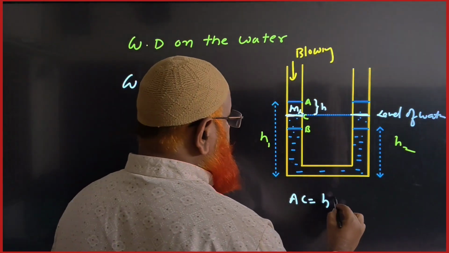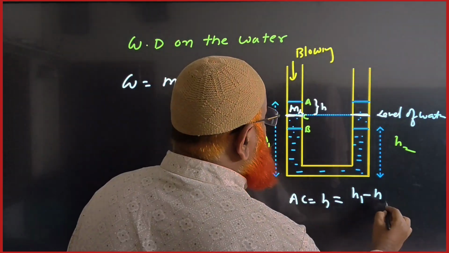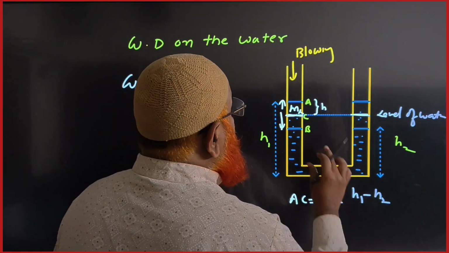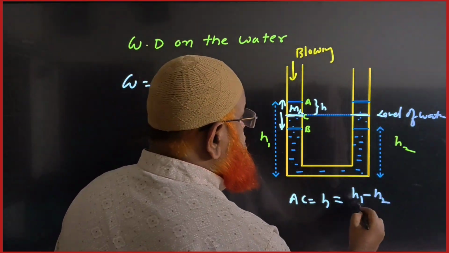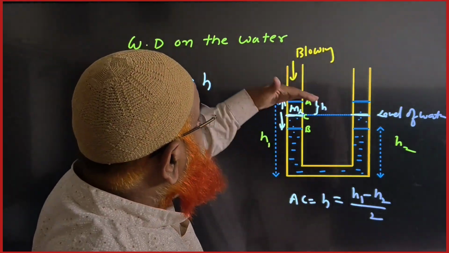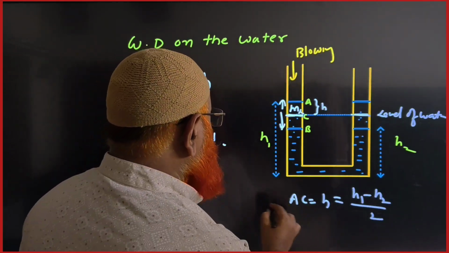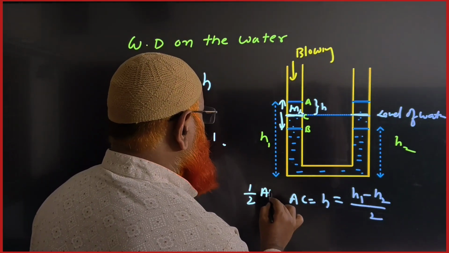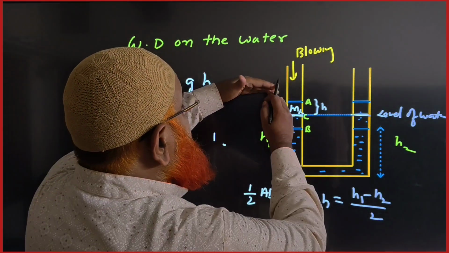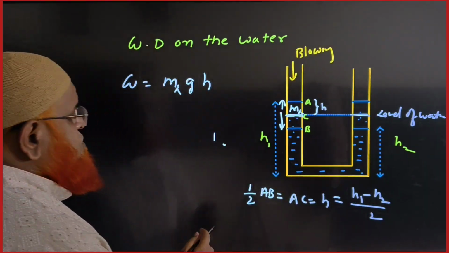How will you find out the height h here? This total height is h1, and this total height is h2. h1 minus h2 will give you this much length, and h is half of that. h is nothing but h1 minus h2 divided by 2. Look carefully. This is h1, this value is h2. And h is half of AB, because AC is half of AB. AB's half is AC, and AC is h. When the level goes down, this is height h2, and half of the difference of the two is h. So this is taken as h here.